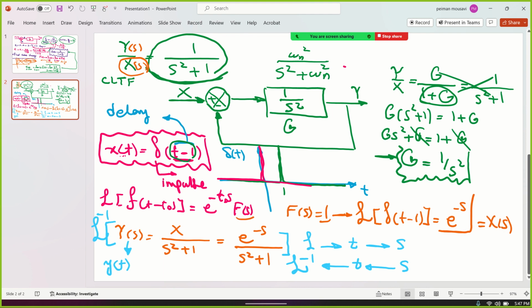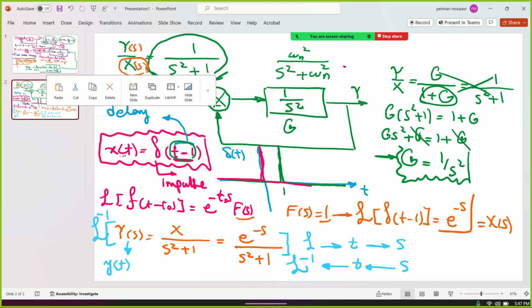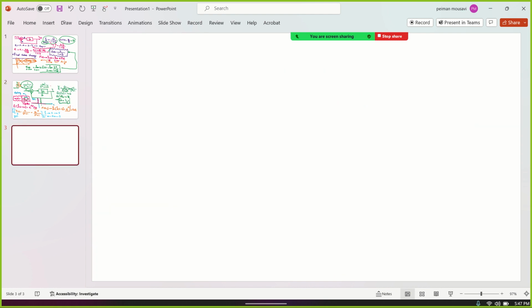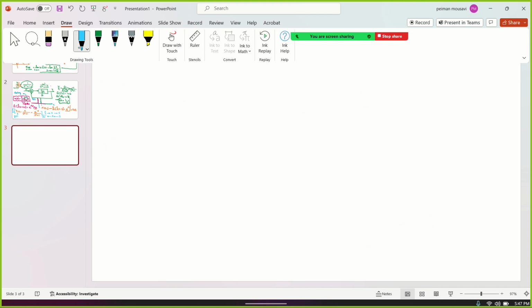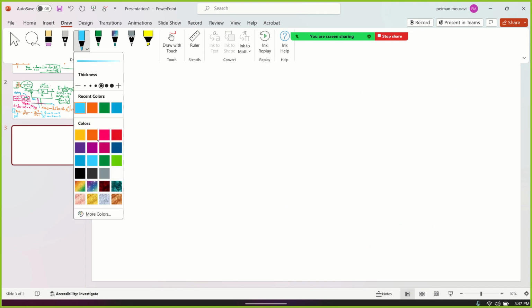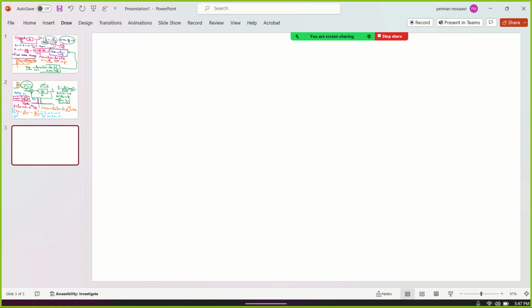Everybody agree? So let's go to the next page. Can I go? Okay. So I applied the delayed impulse to the pendulum, used the Laplace, made the solution possible, and now I'm going to use the inverse Laplace to go to the time domain. So let me write it here first.